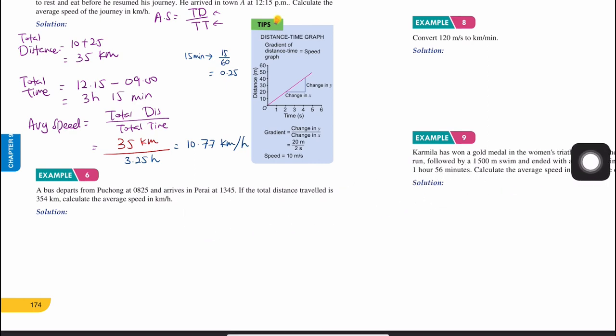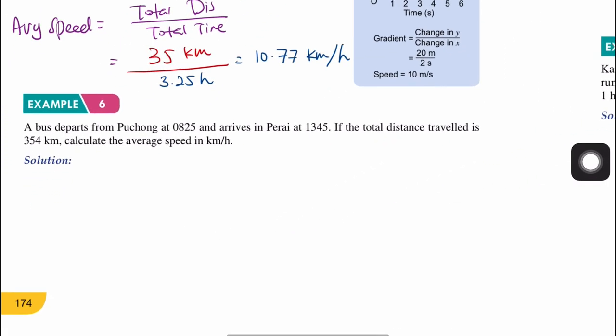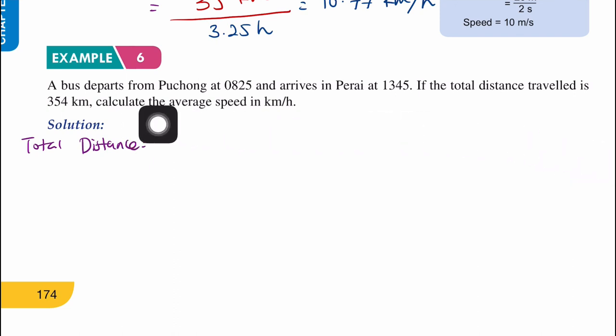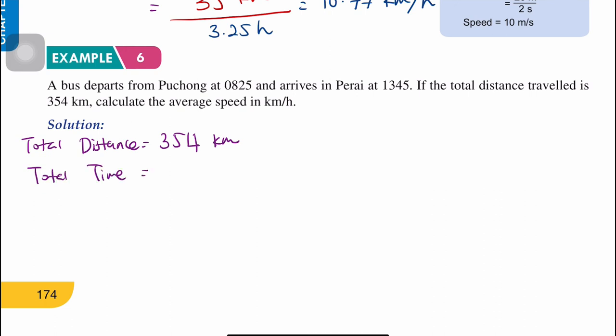So first kita kena tahu dulu. Saya zoom. We need to know the total distance. From the question we know that total distance is 354 km. And then total time. Total time kita tolak lah, dalam 24 hour system, which is minus. So 13:45 minus 08:25.